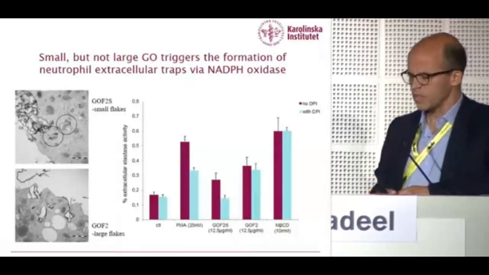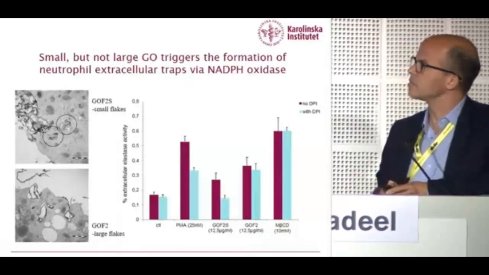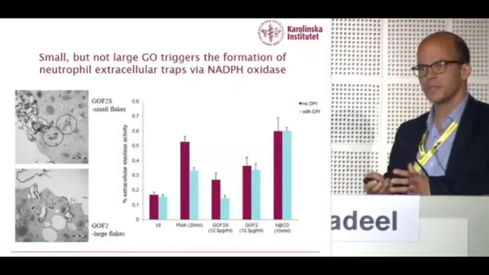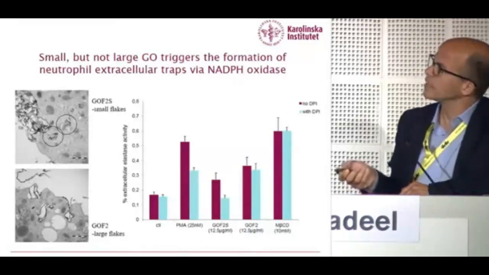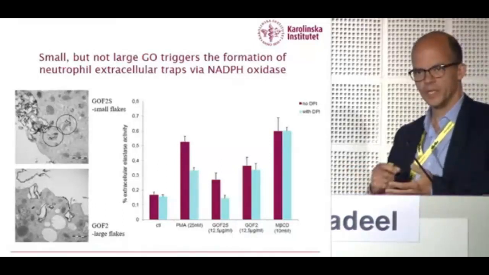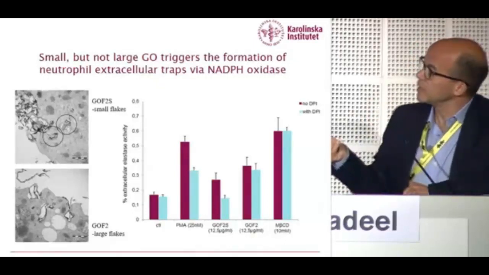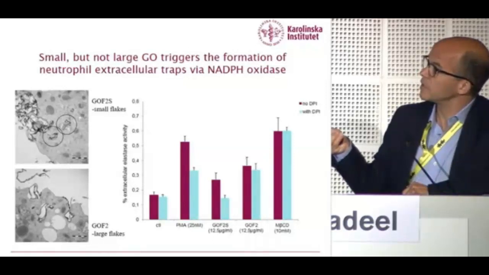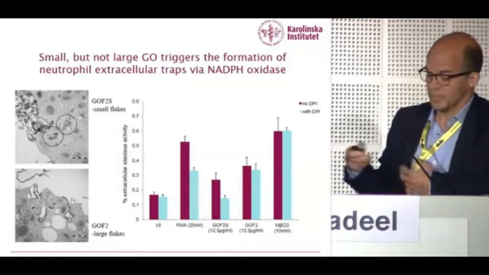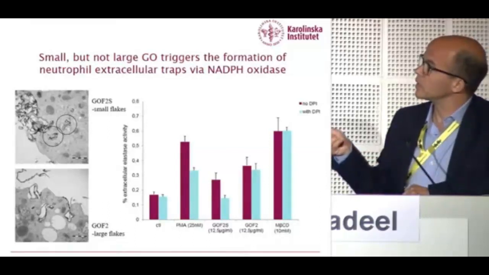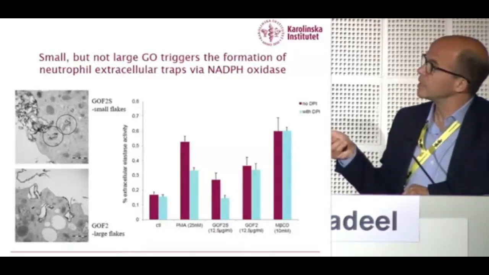We also have begun some investigations to look at the mechanism of NET induction. And we asked the question, is the NADPH oxidase important? It's well known for PMA, for instance, which is commonly used to trigger NETs, that this acts by activation of the NADPH oxidase. If we add DPI, which is an NADPH oxidase inhibitor, we can reduce the amount of NETs.